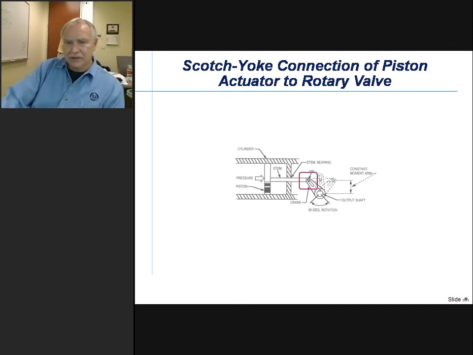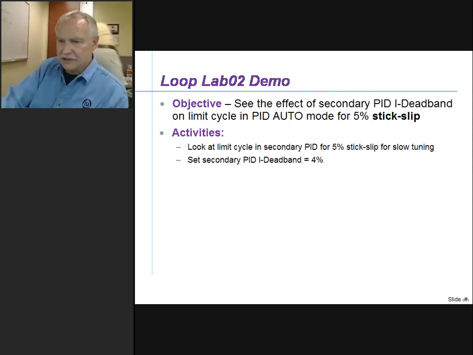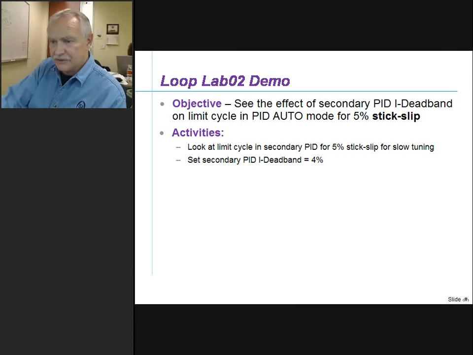So let's go back to the demo. Next we'll want to see the effect of the secondary PID I-deadband option on the limit cycle and the P auto mode for the 5% stick slip. But first, we're going to look at the limit cycle in the secondary PID that we have now for slow tuning. Then we are going to put the I-deadband setting at 4% and see what happens then.